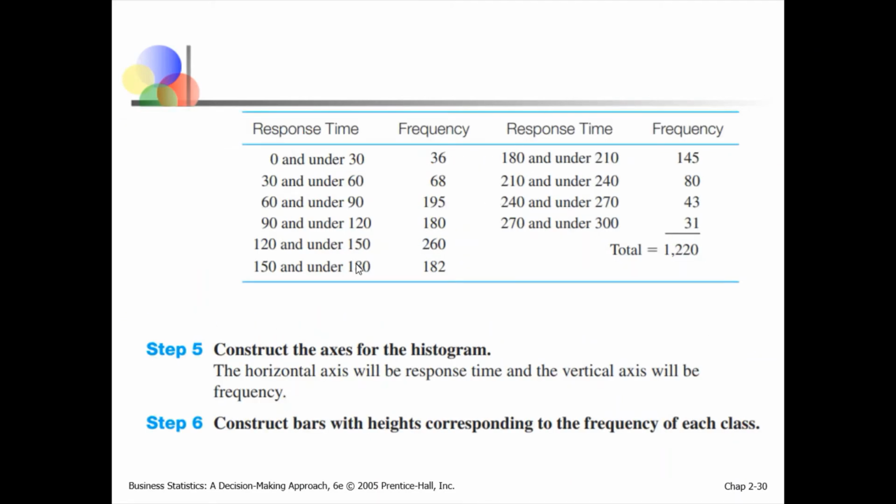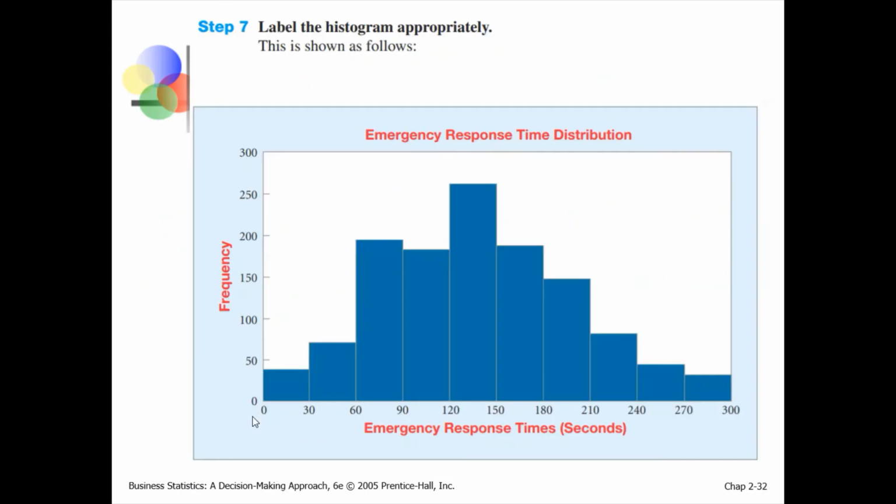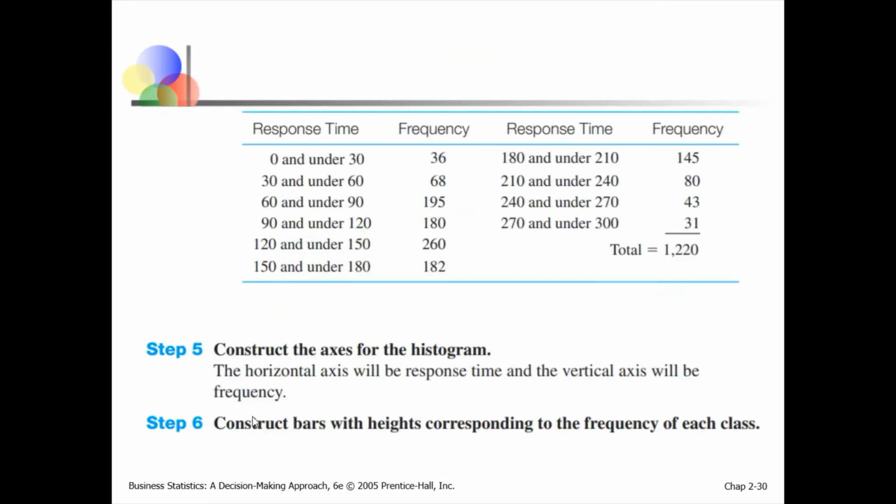So, here they made a table. We have a total frequency of 1,220. Then we categorized it. Okay. Construct the axis for the histogram. So, what they did next is creating a histogram using that data set.